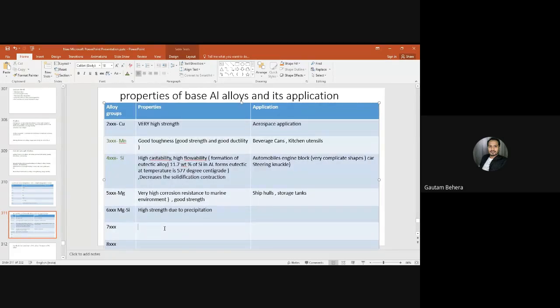Basically 7000 series, the major alloying element, I told, is zinc. So here the property is very high strength. You can get a strength of 700 MPa if we have zinc in aluminium, or zinc with magnesium also. So, automotive, defense, marine, aerospace.